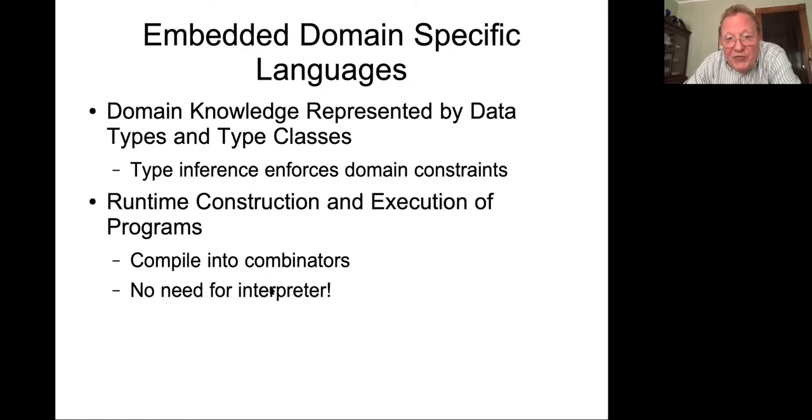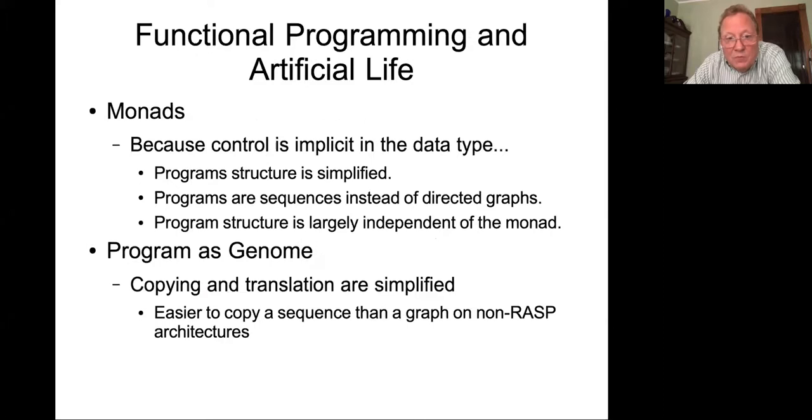Okay, so functional programming in artificial life. Because control is implicit in the data type, program structure is simplified. Programs which would be arbitrary graphs, directed acyclic graphs, or trees are instead just sequences of combinators. And that's because the control, the thing which we've expressed through these complex topologies which require the branching in the tree structure or the DAG, is implicit in the data type. So programs which would be complex with non-monadic types become simple sequences of combinators when monadic types are used.